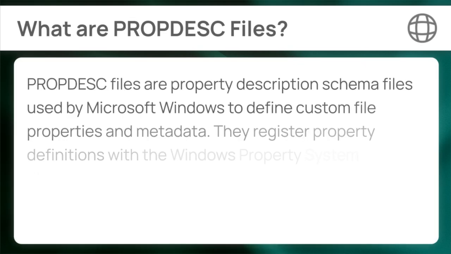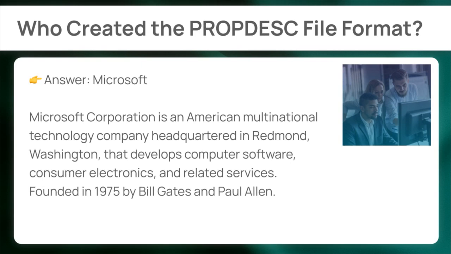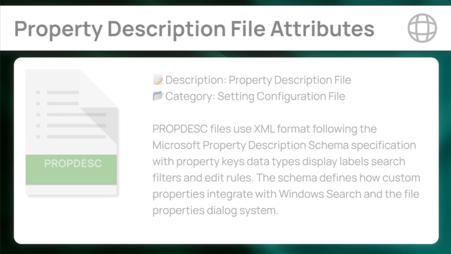PROPDESC files are property description schema files used by Microsoft Windows to define custom file properties and metadata. They register property definitions with the Windows property system, enabling file types to expose searchable metadata in Windows Explorer and search functionality. PROPDESC files use XML format following the Microsoft Property Description Schema specification, with property keys, data types, display labels, search filters, and edit rules. The schema defines how custom properties integrate with Windows Search and the File Properties dialog system.